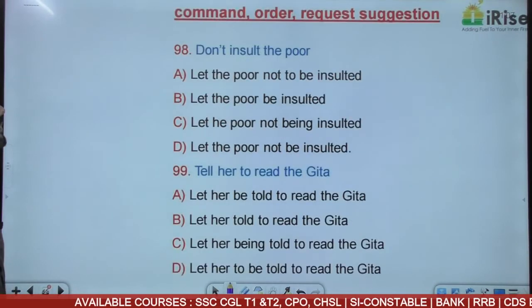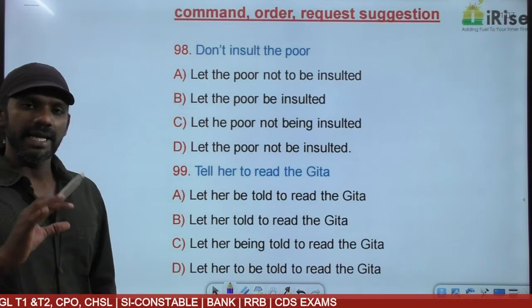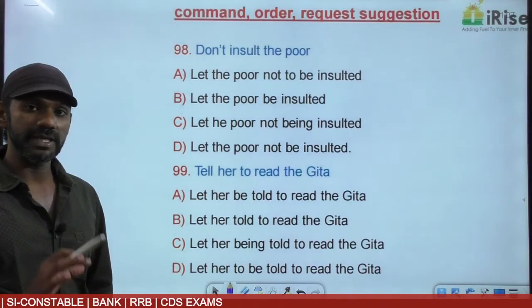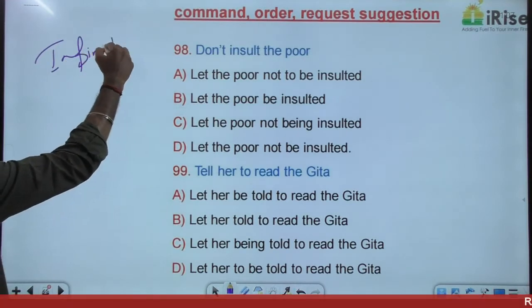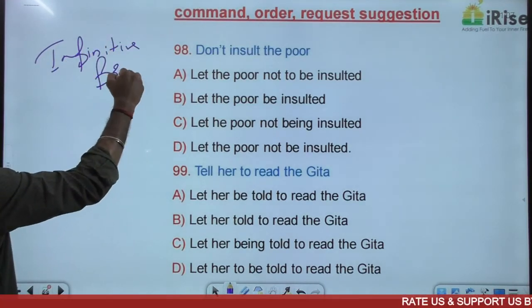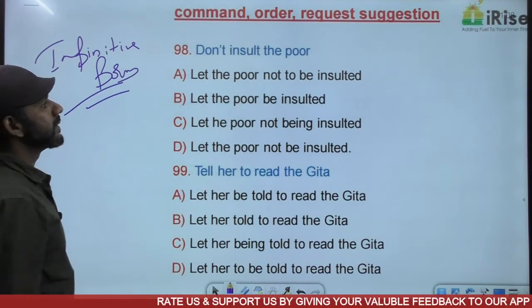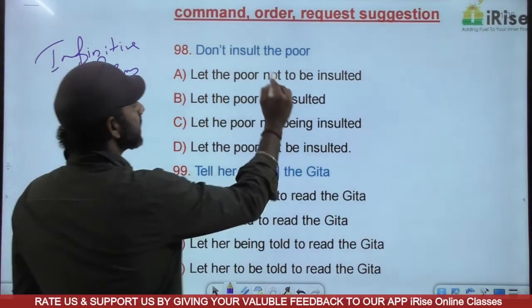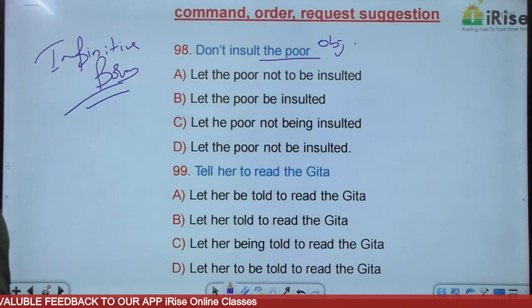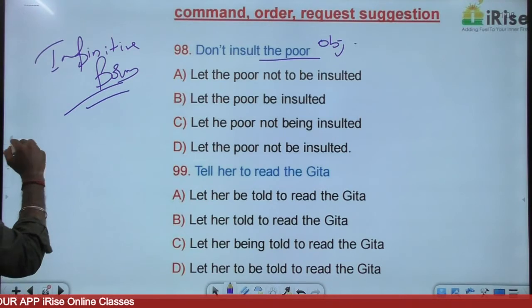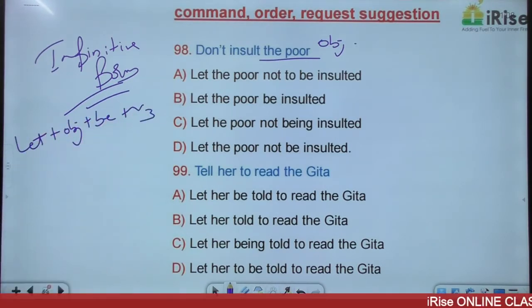Come to the next one. Command, order, request, suggestion: those are imperative sentences. Every imperative sentence in the indirect speech must be in the infinitive form. This is the rule we discussed. Don't insult the poor. This is an order. The poor is the object here. Active voice, order, object is given. So the passive voice sentence must be in the structure let plus object plus be plus V3.